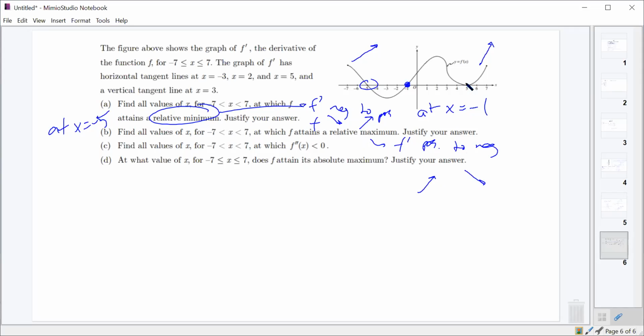And we'll note that at +5, it touches the x-axis and bounces back off. It doesn't actually cross through the x-axis there. And so there's no change in the sign of the derivative. So the function is increasing, increasing, increasing, increasing, still increasing after 5 also.